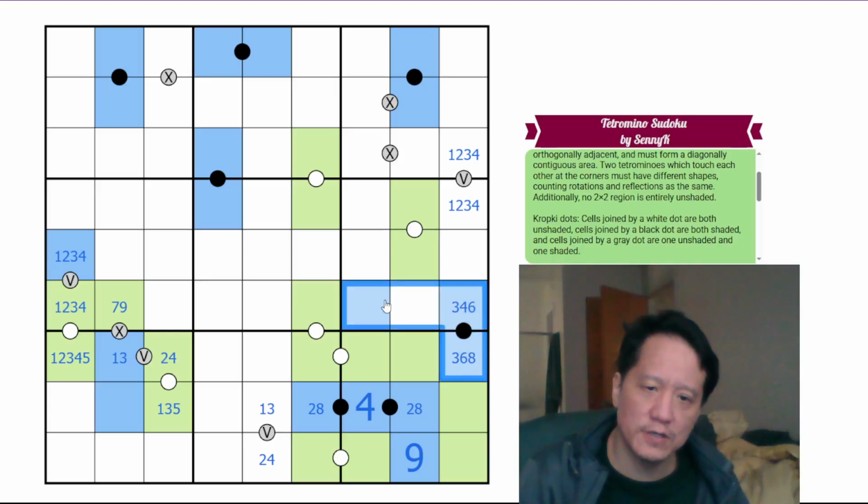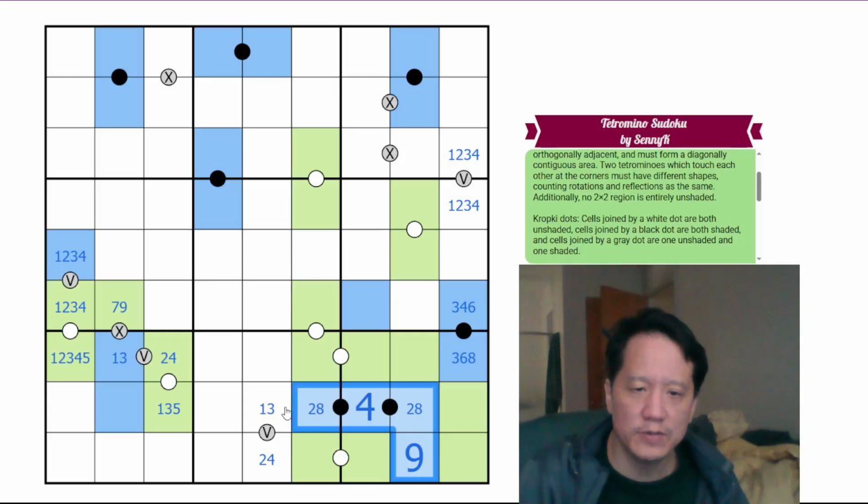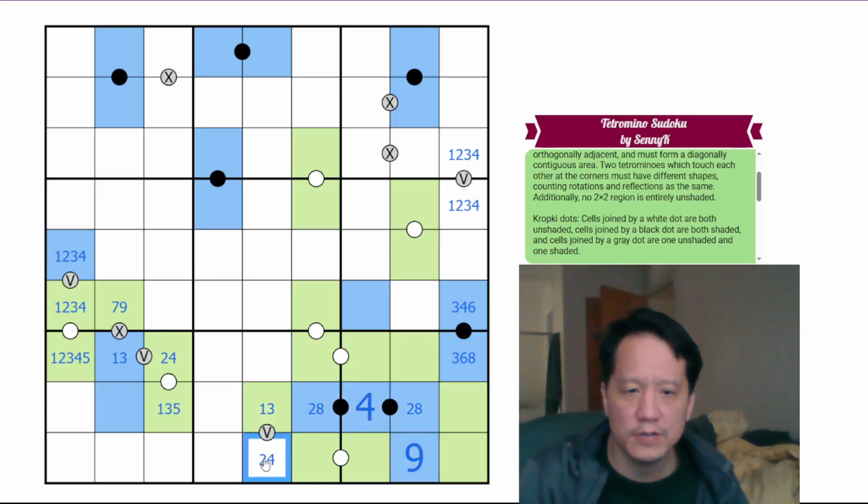If it goes here, these are the same shape. That's not allowed. This is green. This is blue. This blue must go out. Cannot go out that way. Can't go full there. So it must just be here. Which means this is green. That's blue.